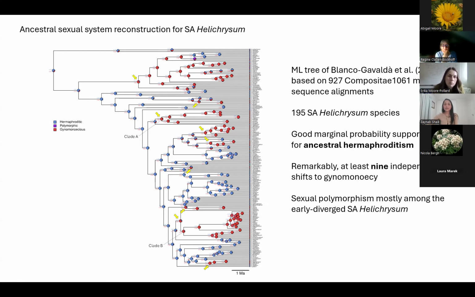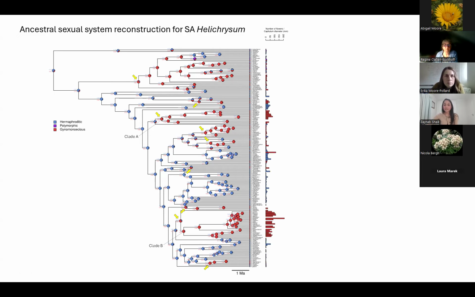And then we see a concentration of polymorphism in sexual expression among the early diverged species. So I haven't yet spoken about polymorphic species, which are presented here in purple. These are species which are sometimes hermaphroditic and sometimes gynomonoecious. So the pistillate flowers can be present or absent within a given species. And those species are here among the early diverged lineages. And so what this tells us is that plasticity in sexual expression is more or less concentrated among the early diverged lineages.